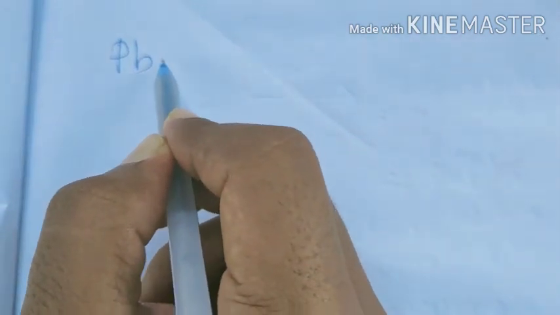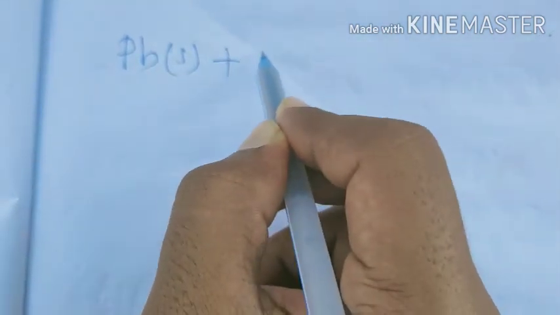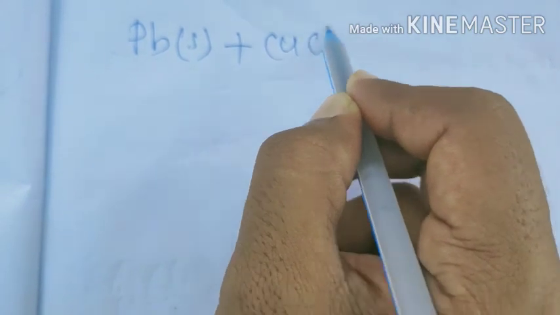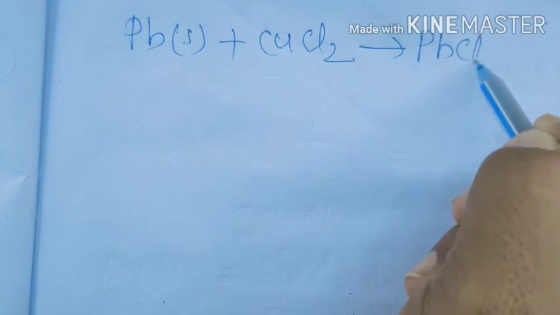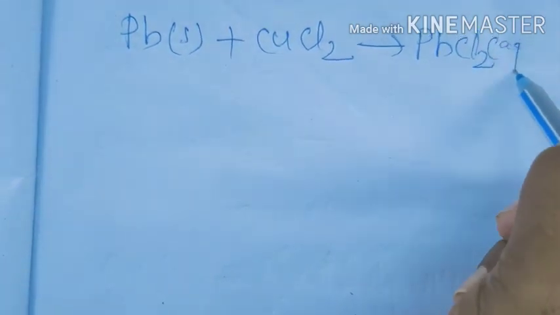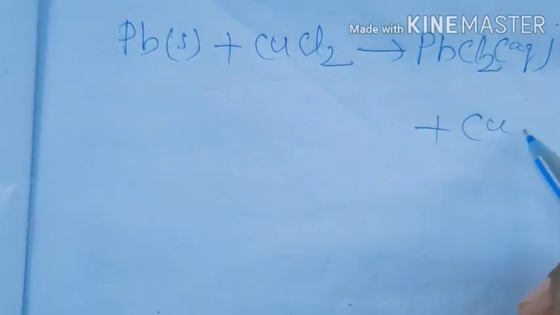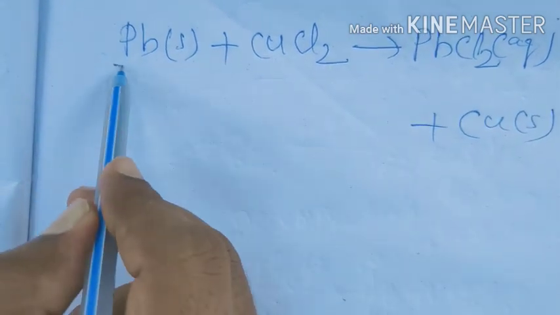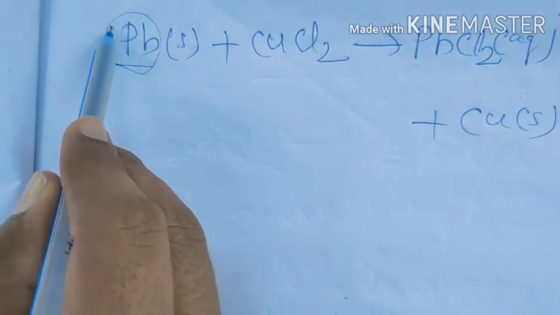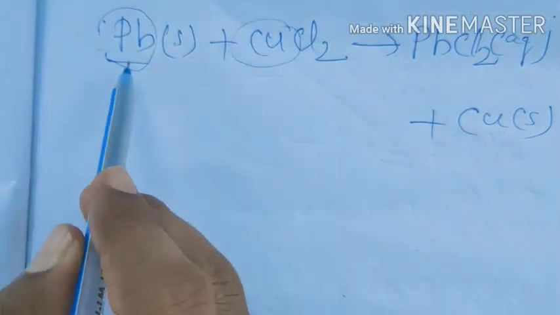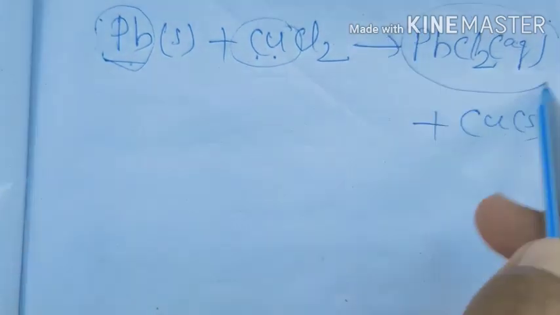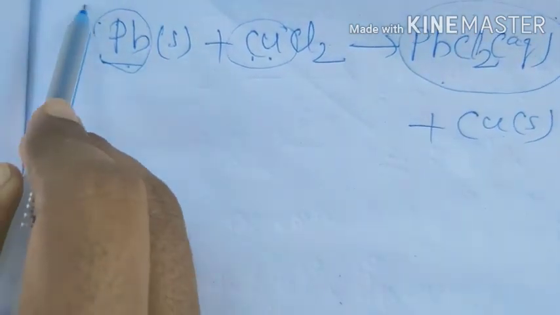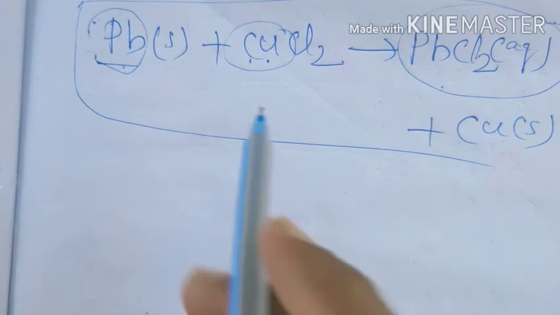Let's take another example. Pb, plumbum or lead, is in solid form. When it reacts with copper chloride, it is converted into lead chloride in aqueous form and copper in solid form. Here Pb or lead is more reactive than copper, so it displaces copper, and the copper chloride is converted into lead chloride. It is in aqueous form. So it is an example of a displacement reaction.